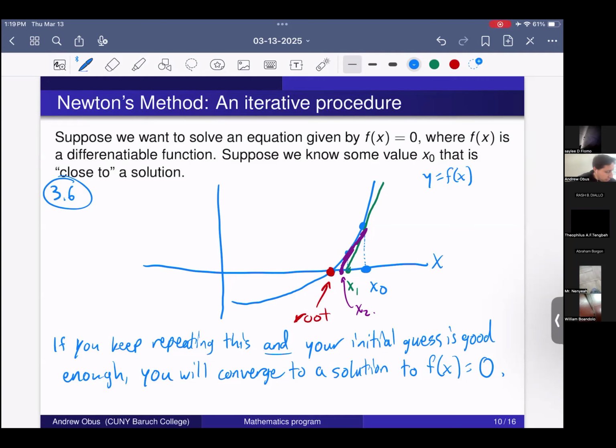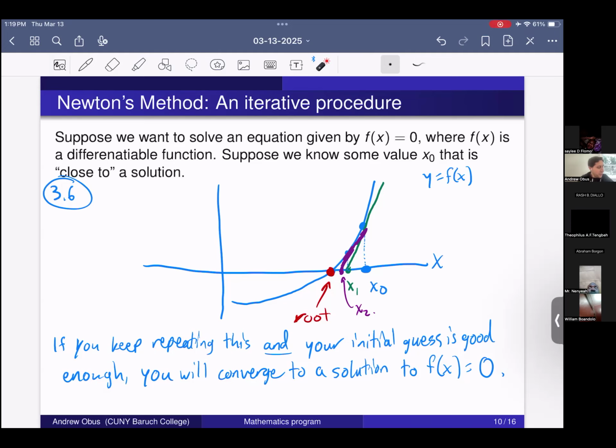Okay, and I think this diagram's unfortunately not so good, but the idea is from this x2, you go back up to the graph, draw the tangent line again, and as you get closer and closer, you're getting closer and closer to the root. So you can do however many steps you want, and get as many decimal places as you need. Okay, so this is the concept.